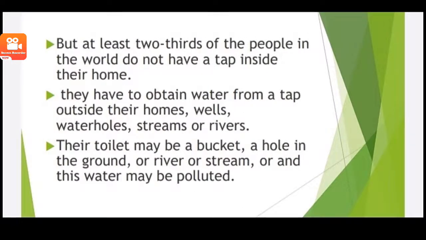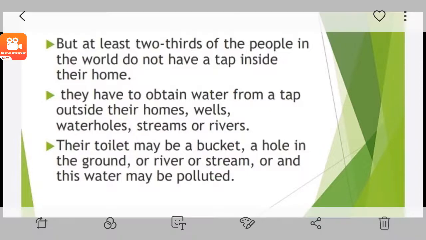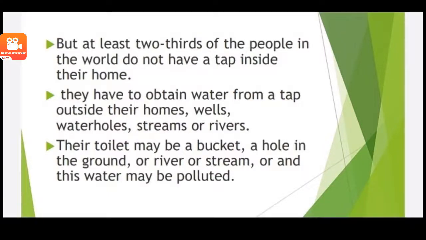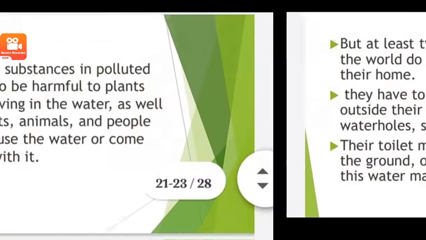But at least two-thirds of the people in the world do not have a tap inside their home. So what can they do? They have to obtain the water from a tap outside their homes, or from water holes, streams or rivers. Their toilet may be a bucket, a hole in the ground or a river or stream, and this water may be polluted. So it may also cause many diseases and it may also harm living organisms.